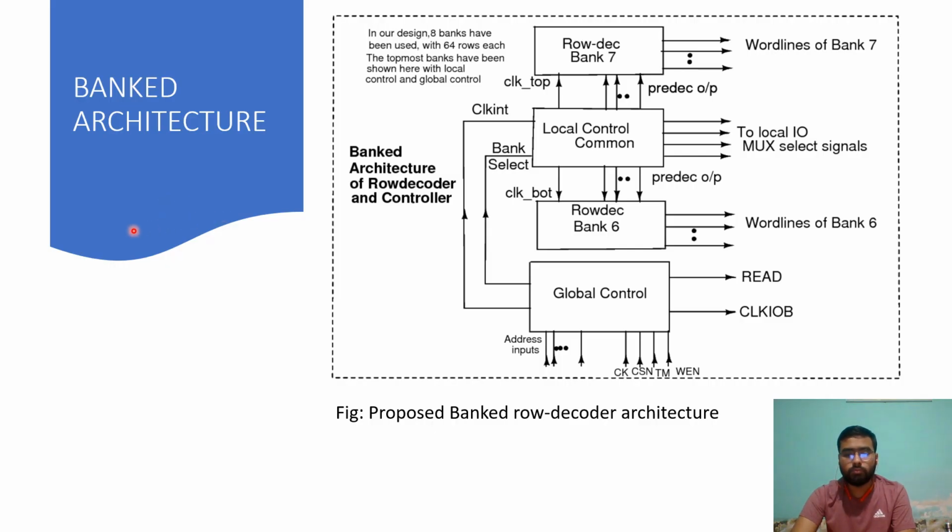Hi, myself Rishabh Kumar, and I will walk you through the banked architecture that we have proposed. Here is a global control that has inputs like address input, external clock, chip select signal, test mode signal and write enable signal. This generates the internal clock and the bank select signal, which is fed to the local control logic, which is shared among the two banks. Depending on these signals, one of the banks will be selected and further a word line of a specific row will be selected.